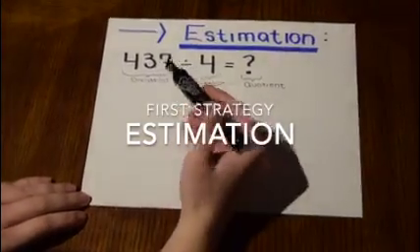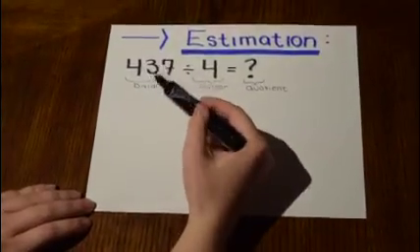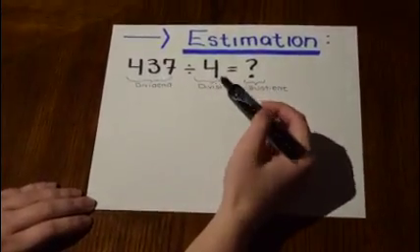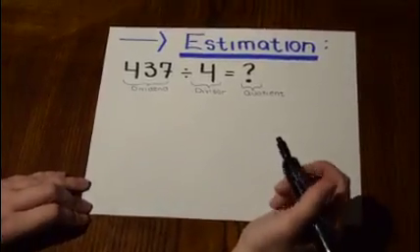So today we'll be solving 437 divided by 4. 437 is our dividend, 4 is our divisor, and we are looking for the quotient. So it will help us to work with friendlier numbers.